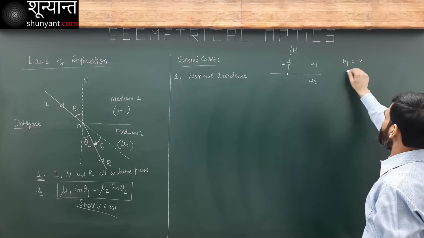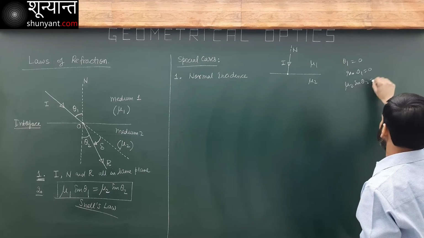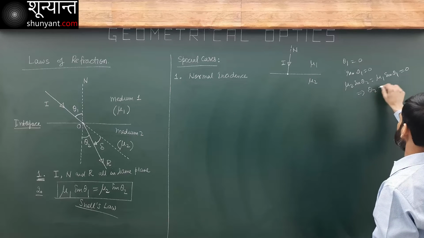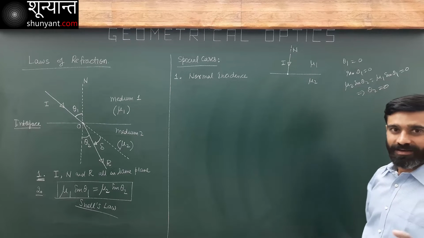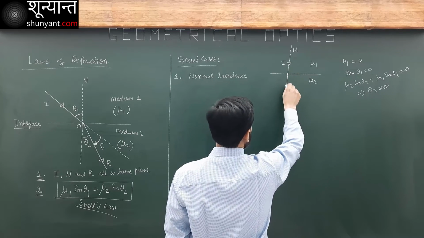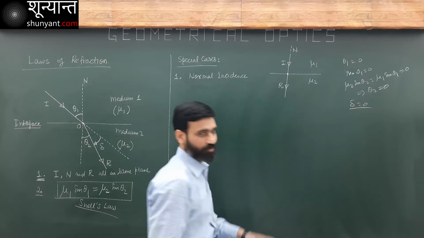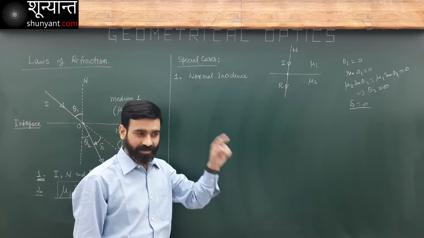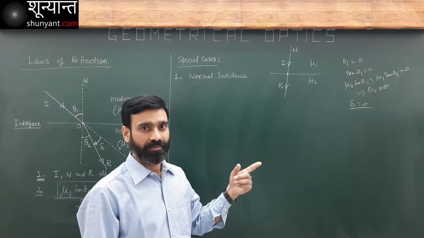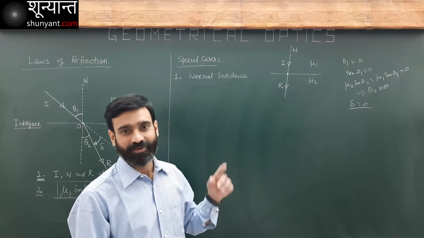So sin theta 1 is 0. Mu2 sin theta 2 is equal to mu1 sin theta 1, which is 0. That means theta 2 is 0. Angle in the second medium will also be 0. That means the light will pass without deviation. What will be the deviation? 0. There is refraction, there is transmission. Light is entering into the second medium, but there is no deviation. In all other cases, there will be deviation.